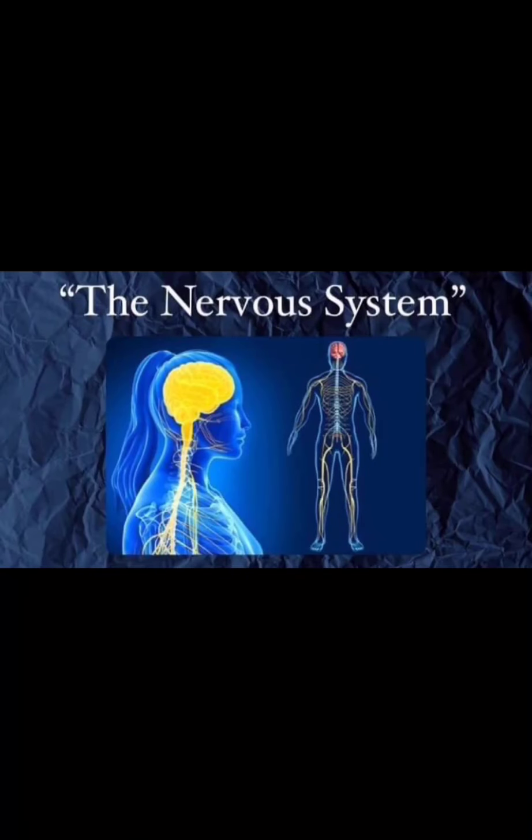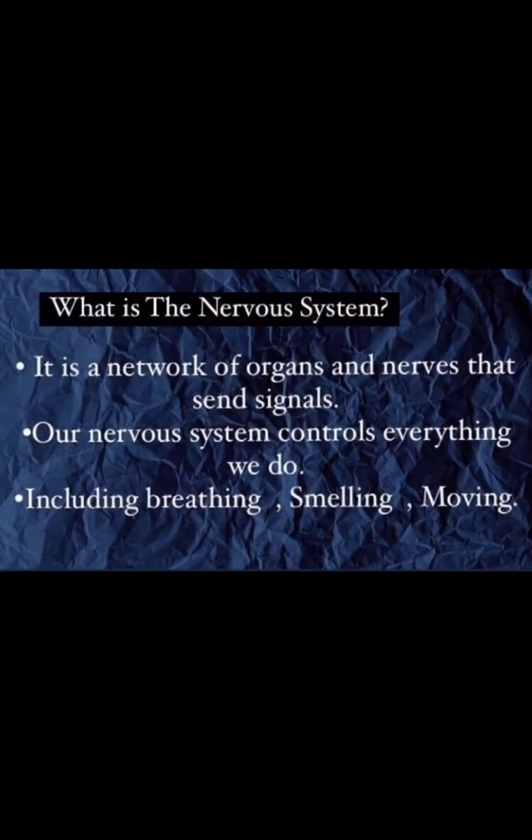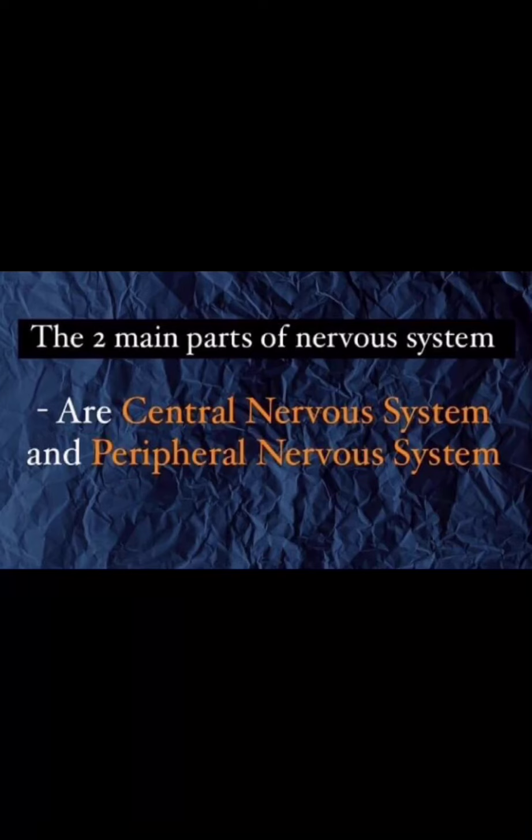The nervous system. What is the nervous system? It is a network of organs and nerves that send signals. Our nervous system controls everything we do, including breathing, smelling, moving. What are the two main parts of the nervous system? The two main parts of the nervous system are the central nervous system and the peripheral nervous system.